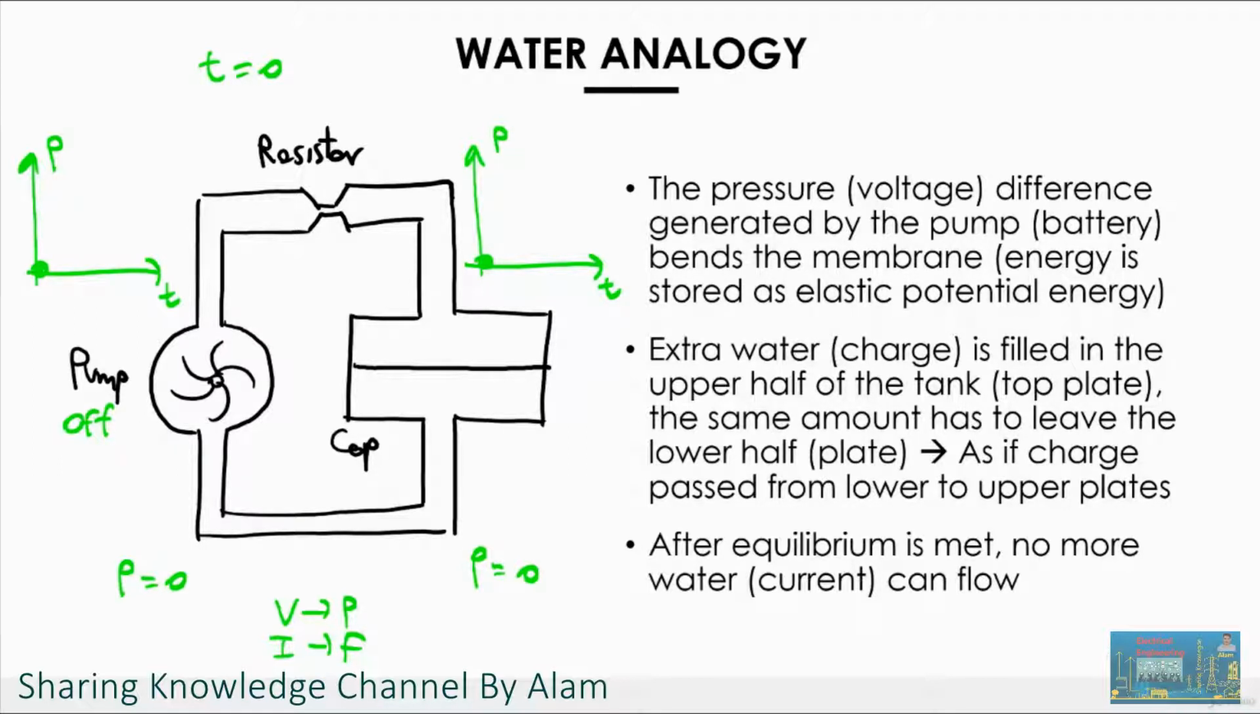This means that the current going through the resistor is 0. There's no incentive for the water to go to the left or to the right side of the resistor because the pressure is the same. But another important consequence is the following.